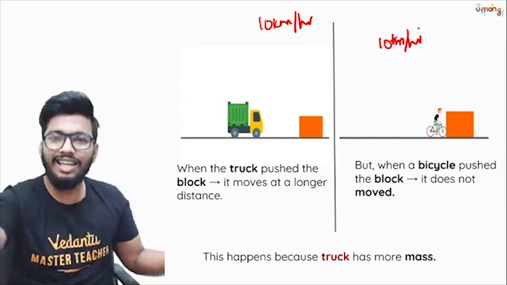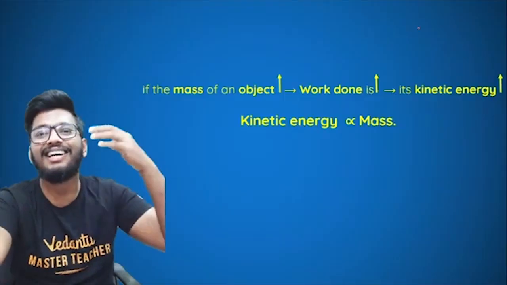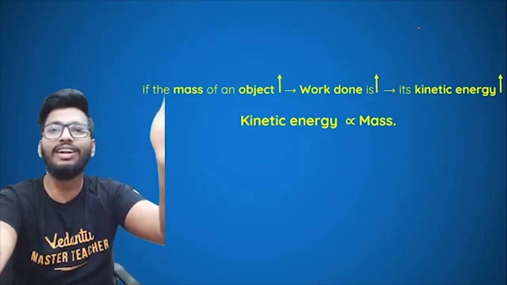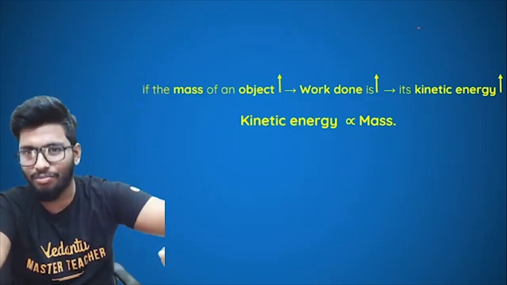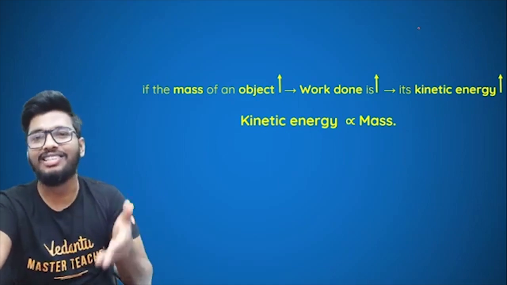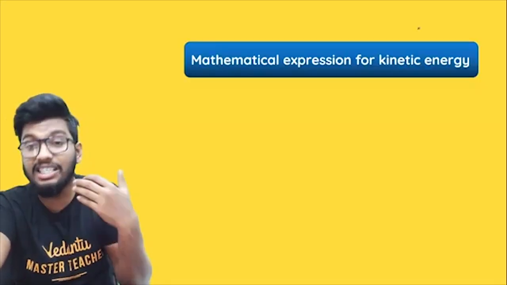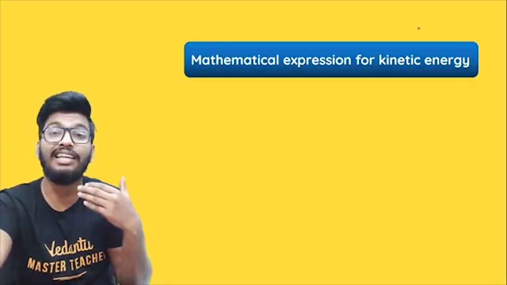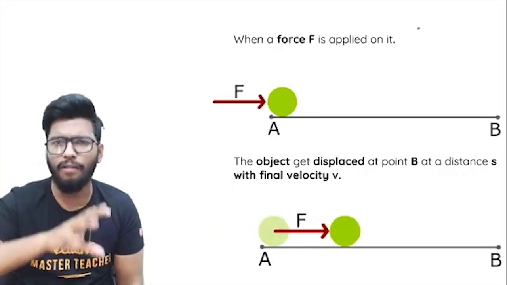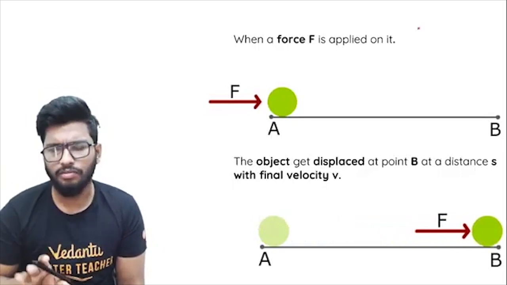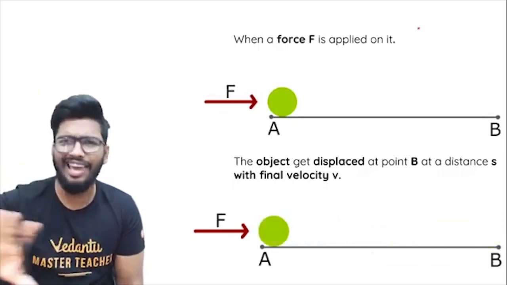So because it has greater mass, it has greater kinetic energy. The more the mass, the more the kinetic energy, the more the work done on the object, and so you can say that kinetic energy is directly proportional to mass. And because of this, guys, mathematically, let's try to express this. Let's say there's a box or a ball on which you're applying a force, and the ball is getting displaced by a distance s.